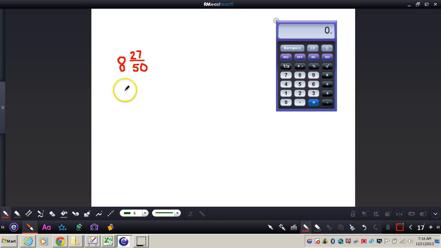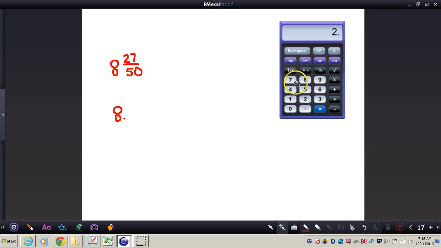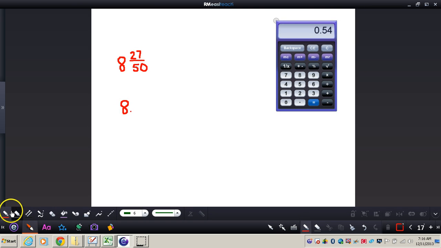Okay, so what you needed to do is write this whole number 8 down again, put your decimal point there, and then divide that numerator, that 27, by 50, press equal, and that will give you 54/100ths for your answer. So 8 27/50ths equals 8 and 54/100ths as a decimal.